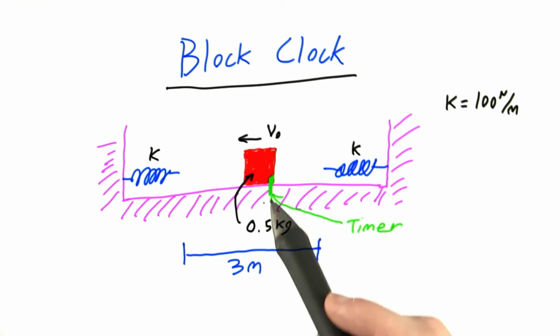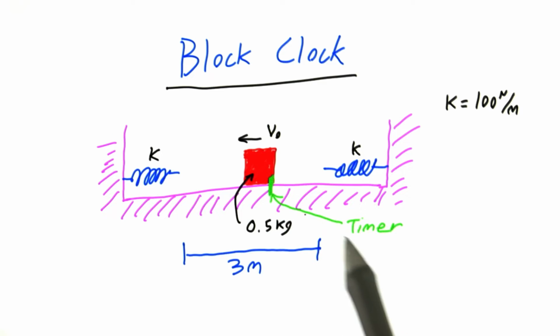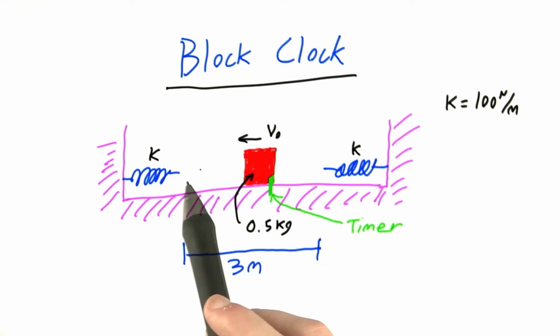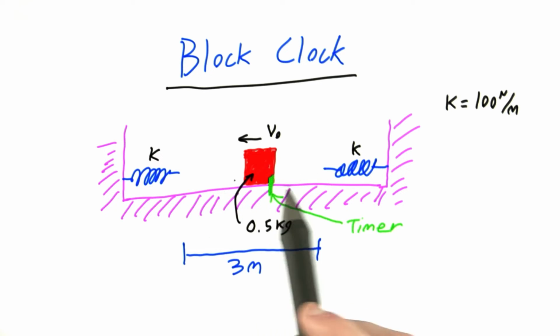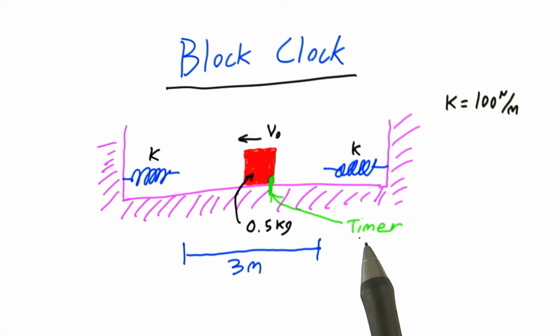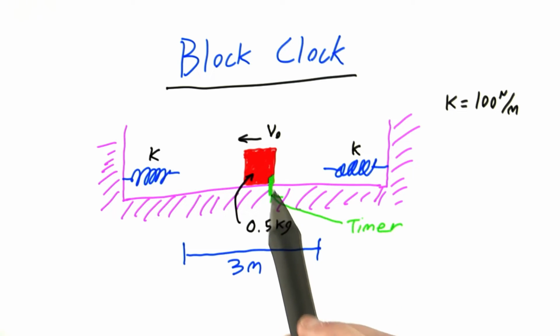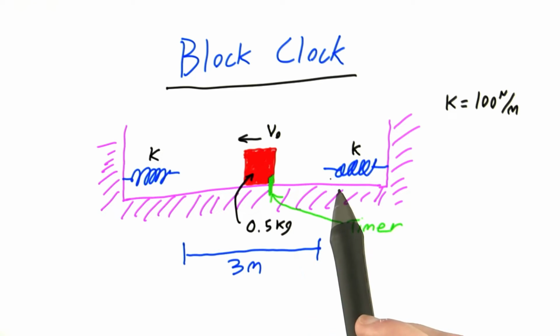Now right in the middle of the 3 meters here is a little switch which connects to a timer over here. And every time the block moves over the switch, in either direction, it sends a signal to the timer telling it that 1 second has passed. So as an extra point of clarification, this switch is 1.5 meters from either spring.